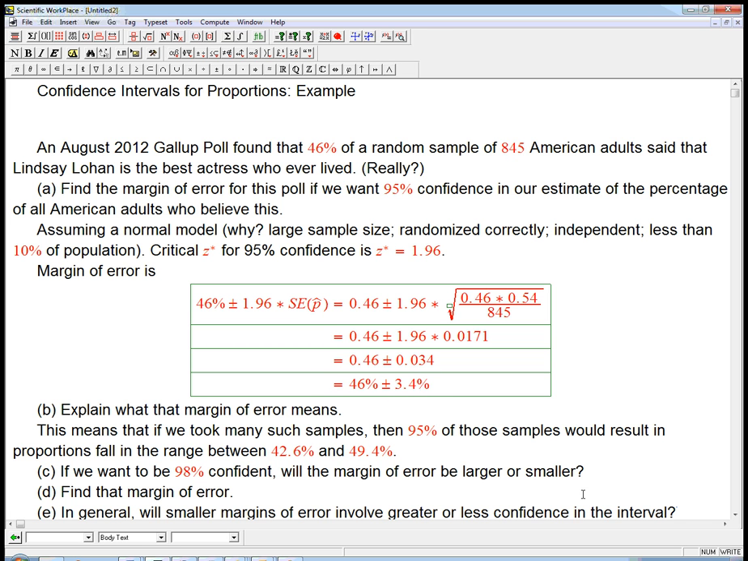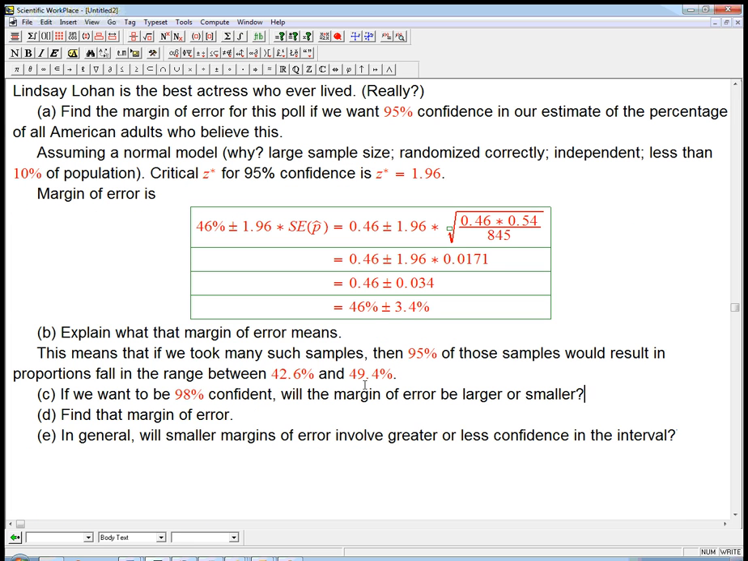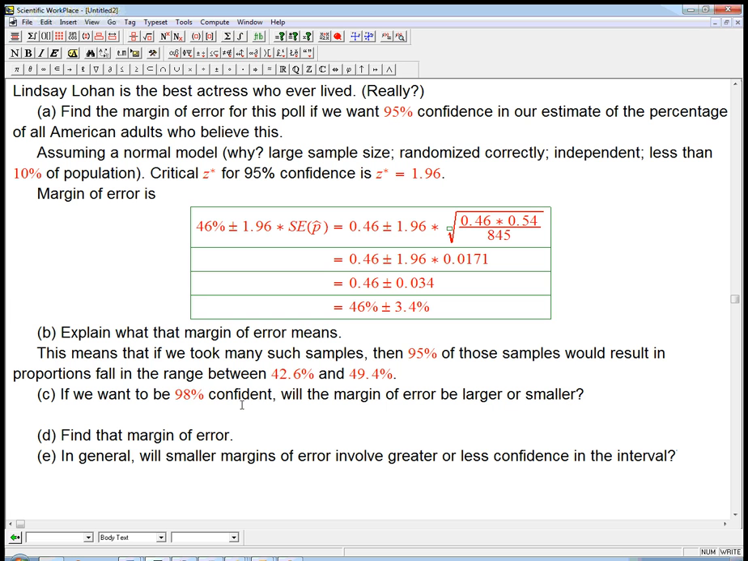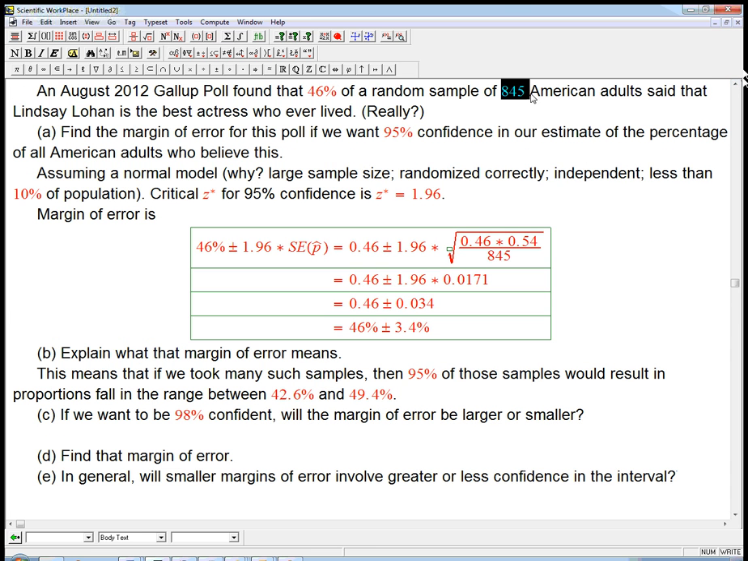Okay, so if you want to be 98% confident, will the margin of error be larger or smaller? If you want more confidence in your result, you can't just say, oh, I'm going to be more confident, unless you change the study, and in particular, unless you went back and did a new sample with a larger sample size. If you want to be more confident about it, you've got to have a bigger range.